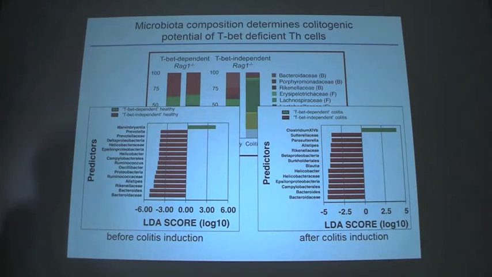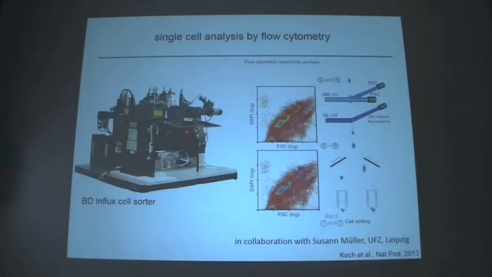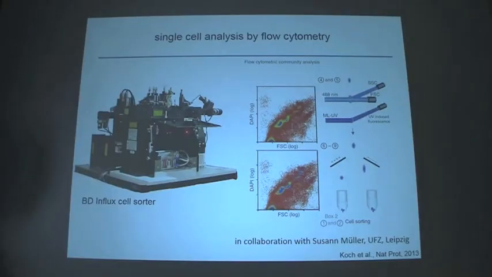And we thought, okay, is there maybe a different way than just 16S sequencing to identify changes in the microbiota? So we looked at whether we can use flow cytometry to look at the heterogeneity and changes in the microbiota composition during colitis development. We used the influx cell sorter to do this, and together with Susanne Müller from the Helmholtz Institute for Environmental Research in Leipzig, we tried to develop a technology by which we can look at the microbiota composition by flow.